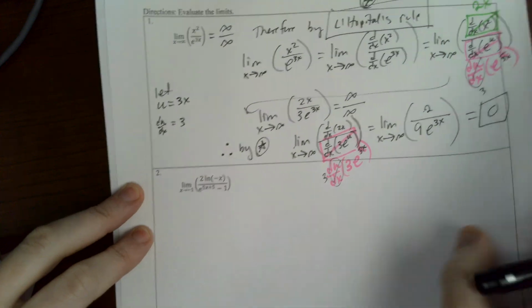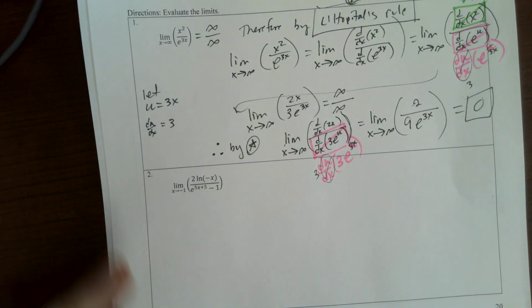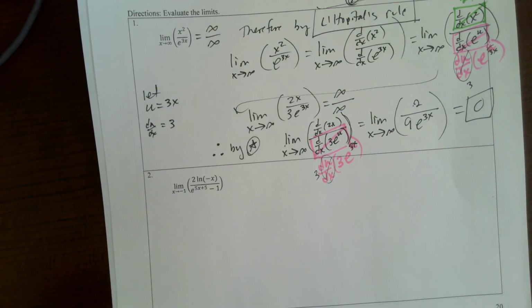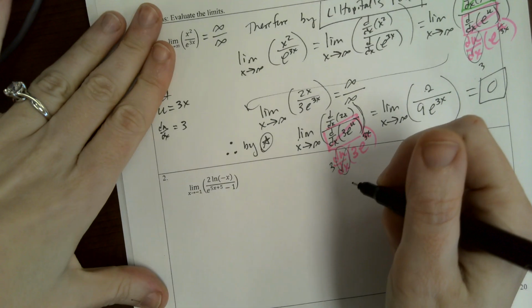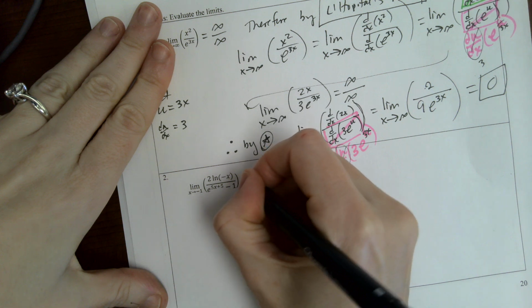Okay, let's do this one. So the limit as x approaches -1 of this. Okay, so this time, x is not approaching infinity, it's approaching an actual number. So in infinity, you can't direct substitute. You just have to think about what's growing faster. But with an actual number, the first step is direct substitution.